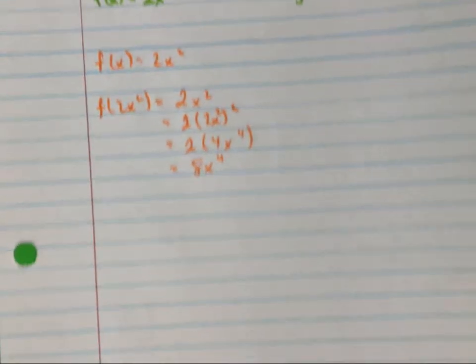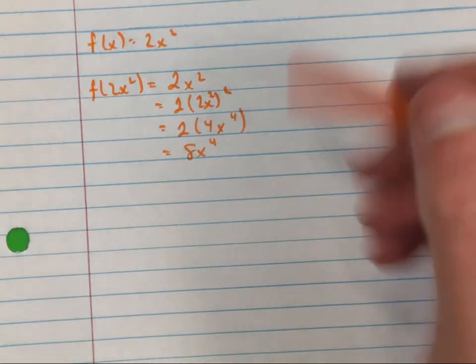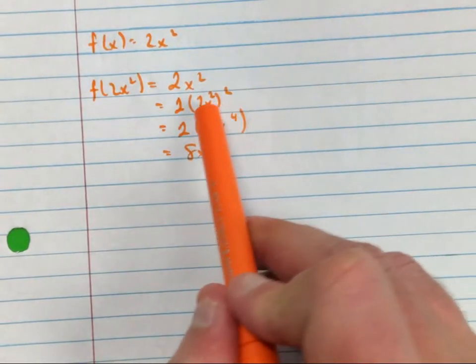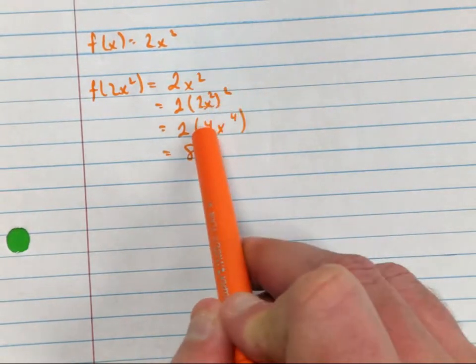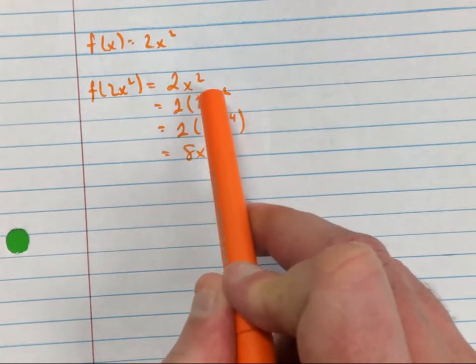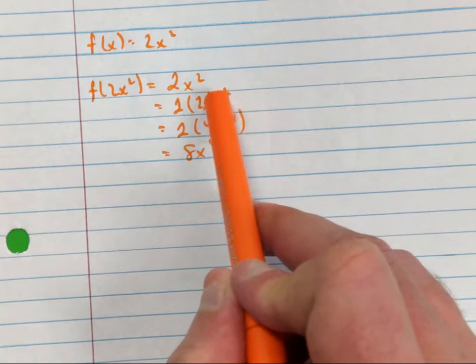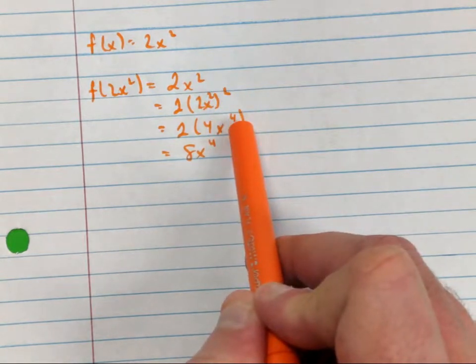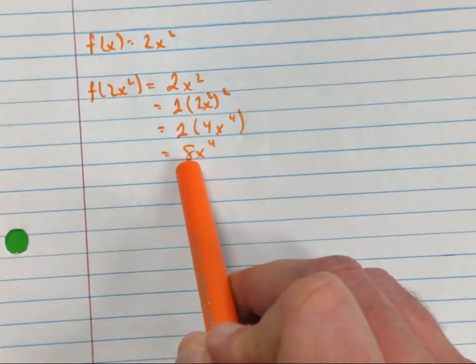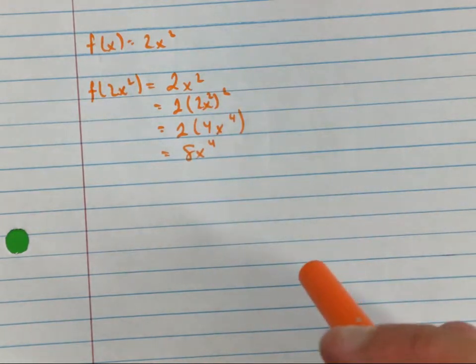Okay, Jack, where are you having trouble, bud? Just the square. The square part right here? Yeah. Okay, so you're going to square the 2. 2 squared is 4. And then x squared to the second, that's power to power. You multiply the exponents. 2 times 2 is 4. And then you say 2 times 4 is 8 and bring the x to the 4th down. Good? Okay.